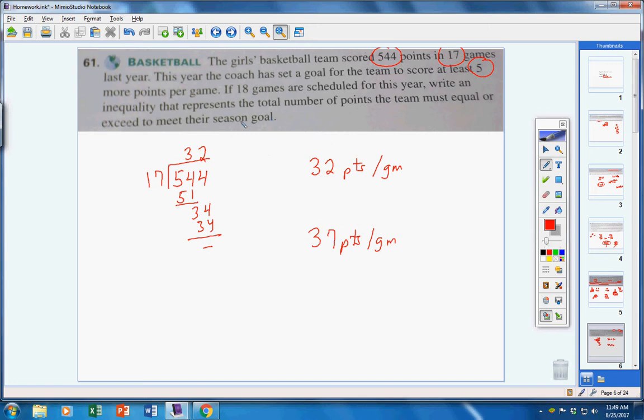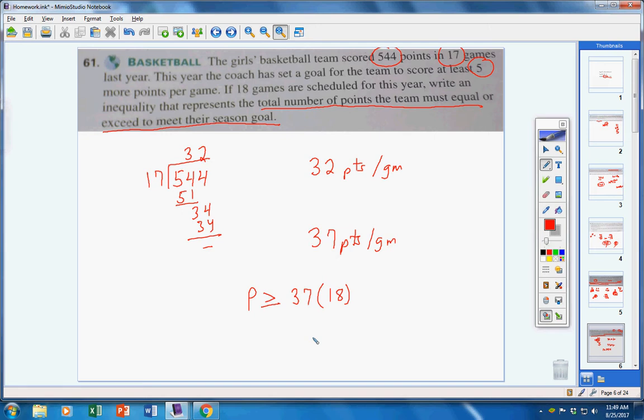So I want you to write an inequality that represents the total number of points the team must equal or exceed to meet their goal. So here's what we're going to say. Okay, so that is definitely an acceptable answer. I have no problem with that.